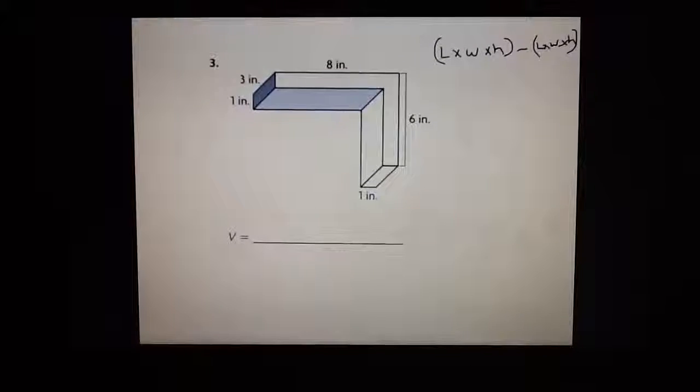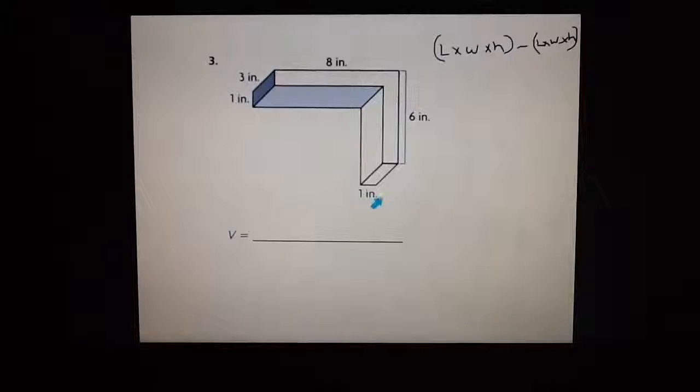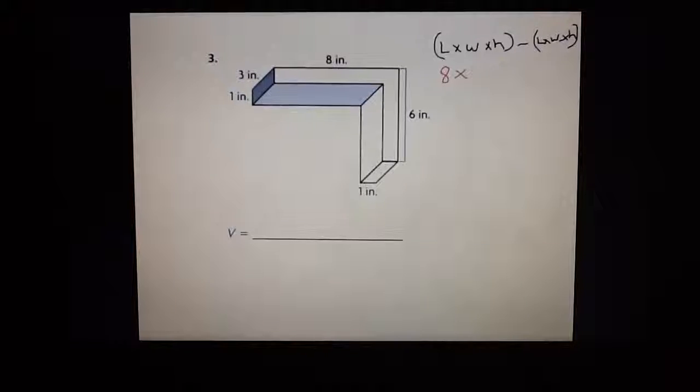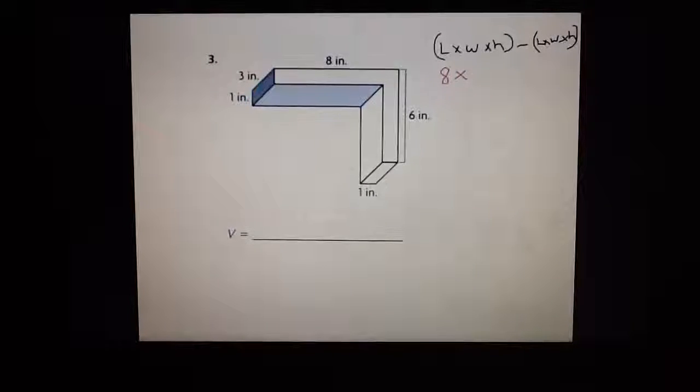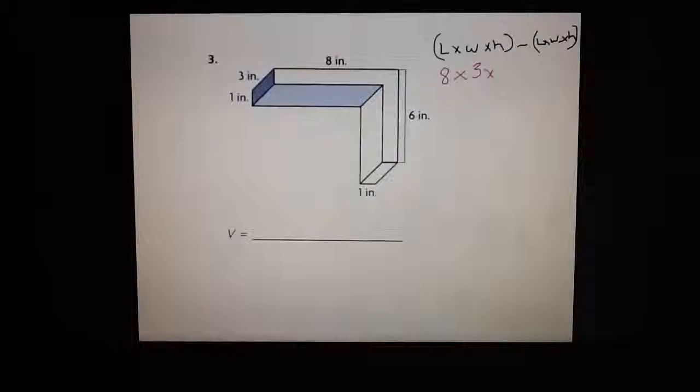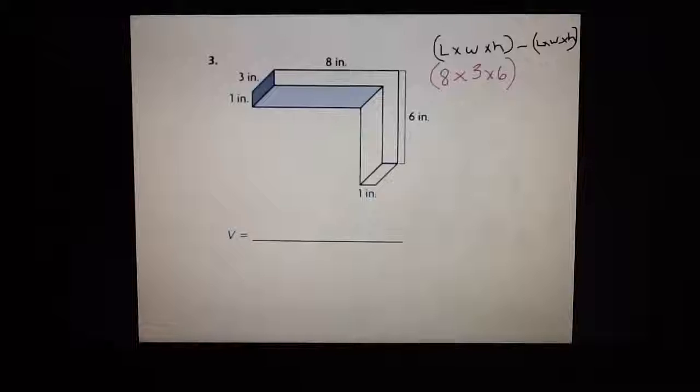So let's go ahead and find the length times width times height of our full rectangular prism if we were to build it. I could see this full length is 8 inches. The width, as you can see, is 3 inches. Do you see right here we have 3 inches wide? And my height for this full rectangular prism would be 6 inches high. So we have 8 times 3 times 6.